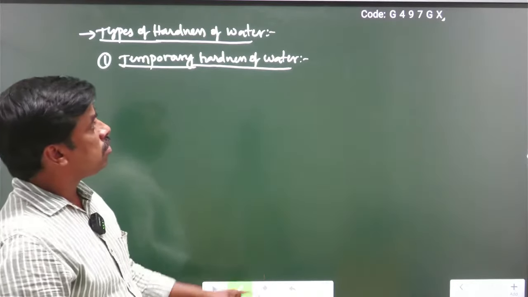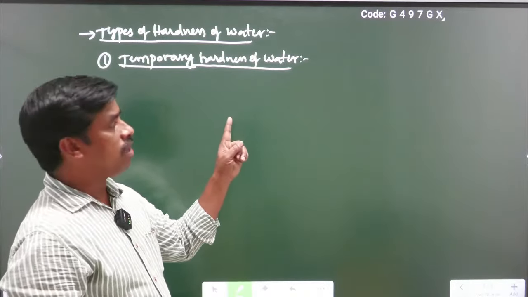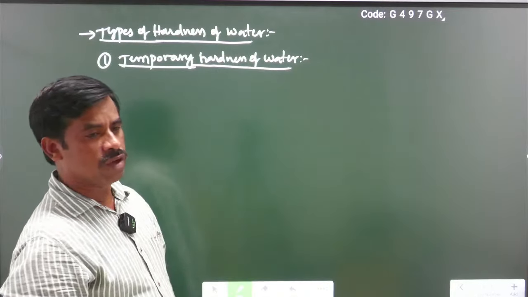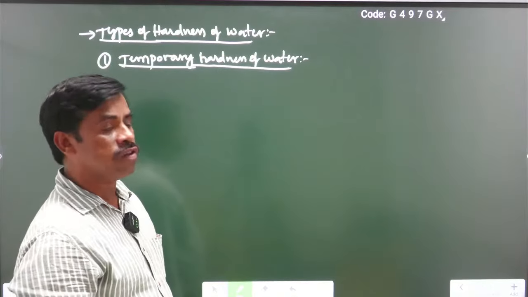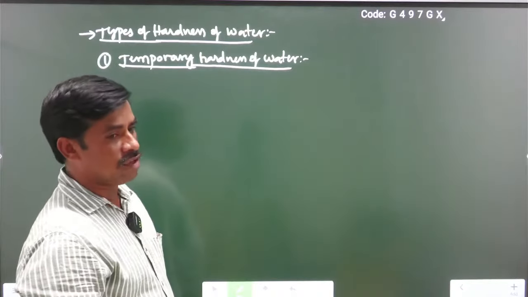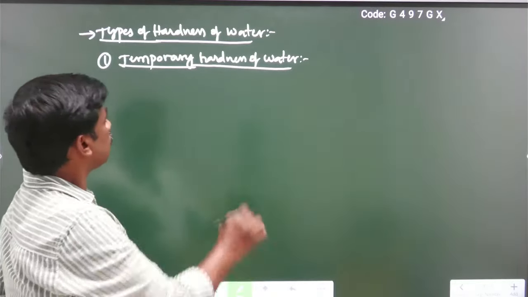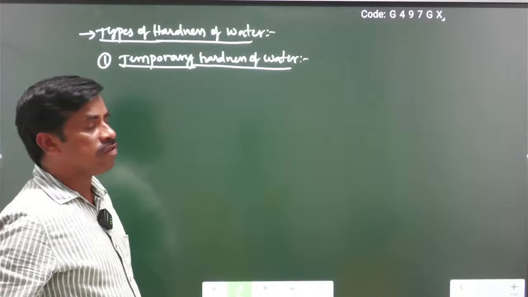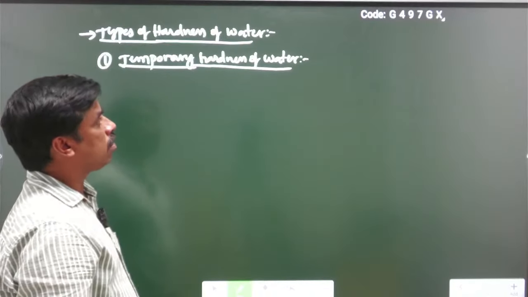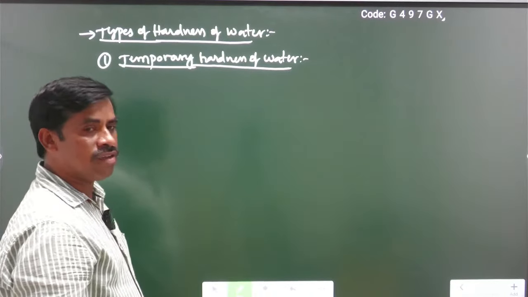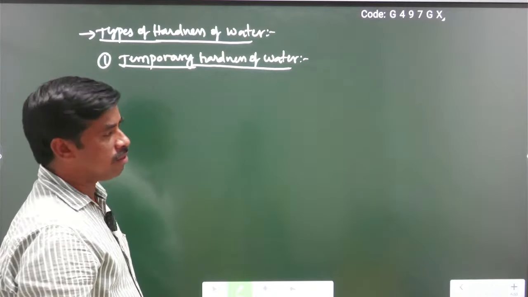Bicarbonates of calcium and magnesium are responsible for this temporary hardness. Calcium and magnesium bicarbonates are responsible for temporary hardness. This hardness can be removed by boiling.